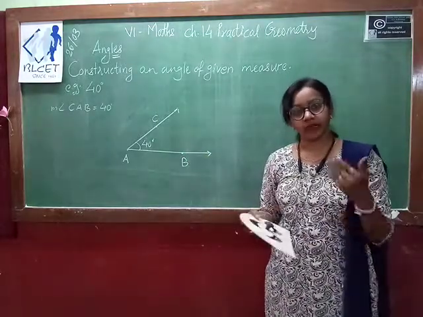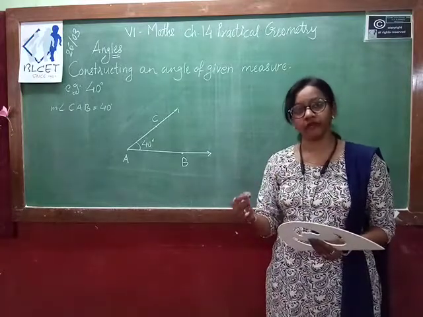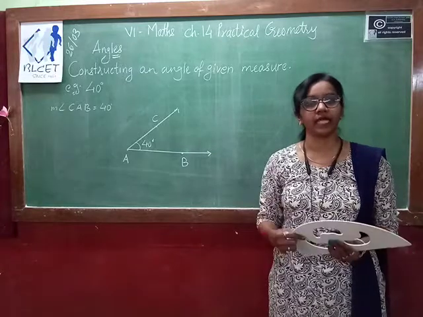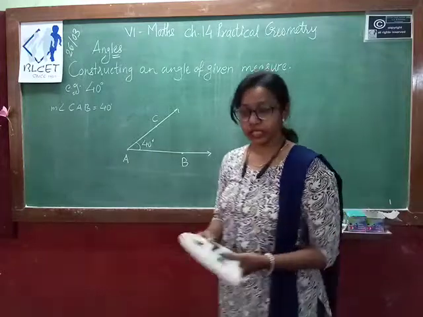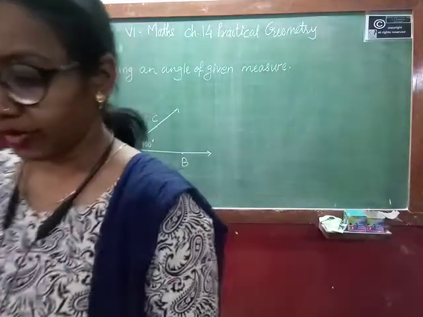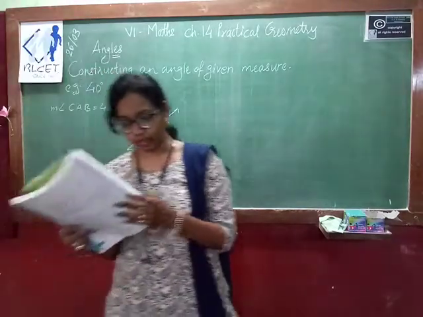So whenever any question asks, draw the following angles, you have to first judge whether the given angle is acute or obtuse. According to that you have to draw. So this way you can construct the angle of given measure with the help of protractor and ruler.